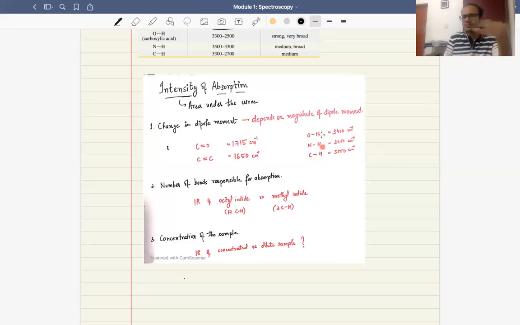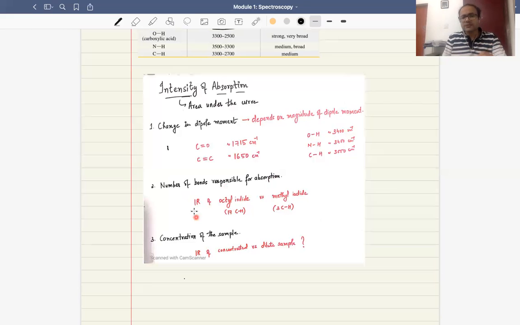Usually OH peaks are pretty easy to distinguish. As I just showed you, they are a pretty broad peak. It's not a sharp peak, it's usually a broader peak that comes into the picture. So that is one factor that decides the intensity of the peak. Another crucial factor that decides the intensity of the IR peak is the number of bonds that are responsible for absorption.